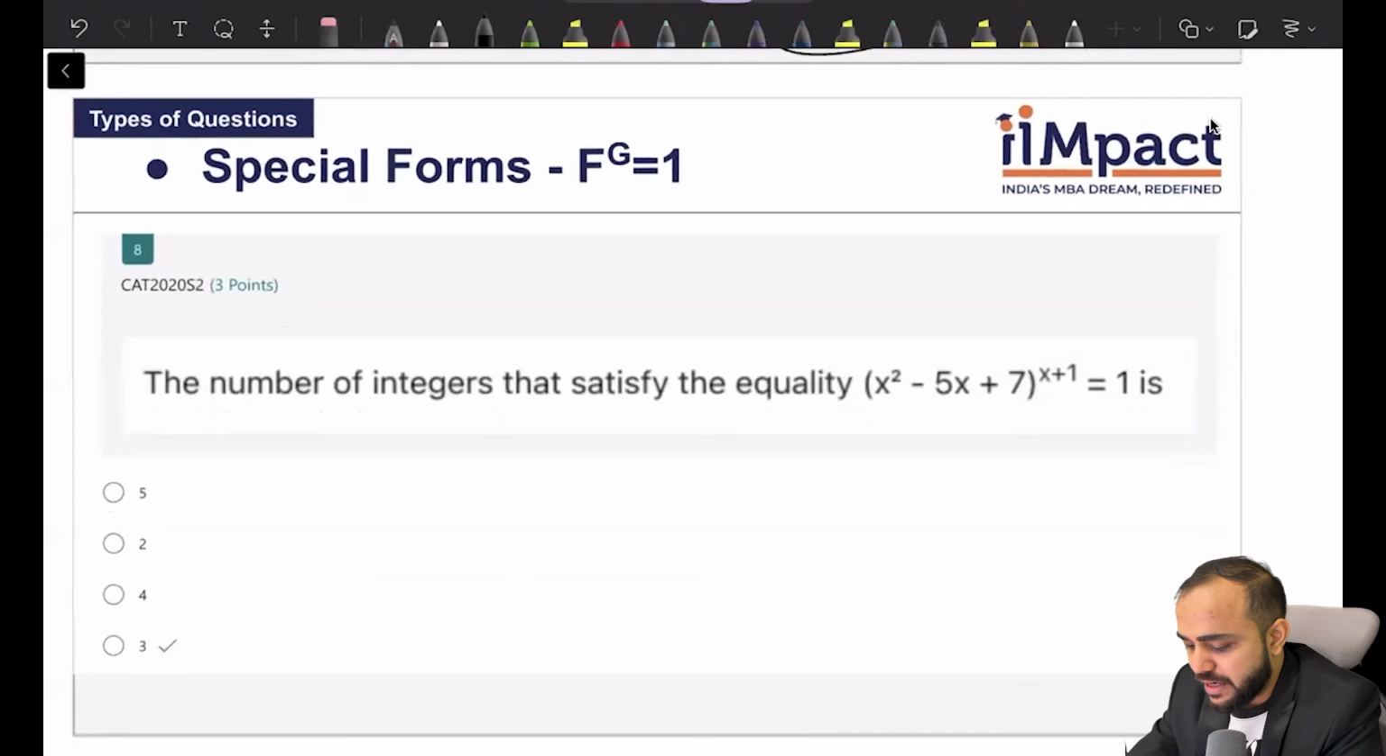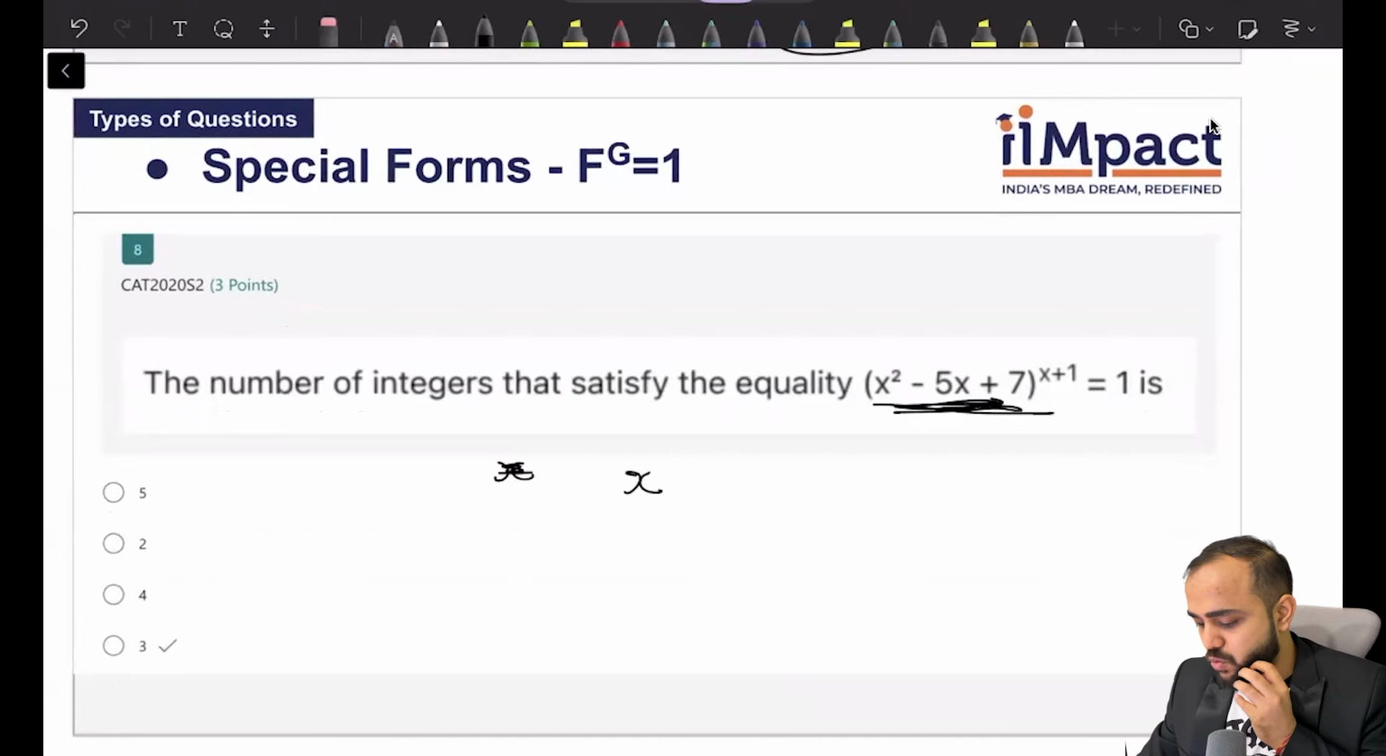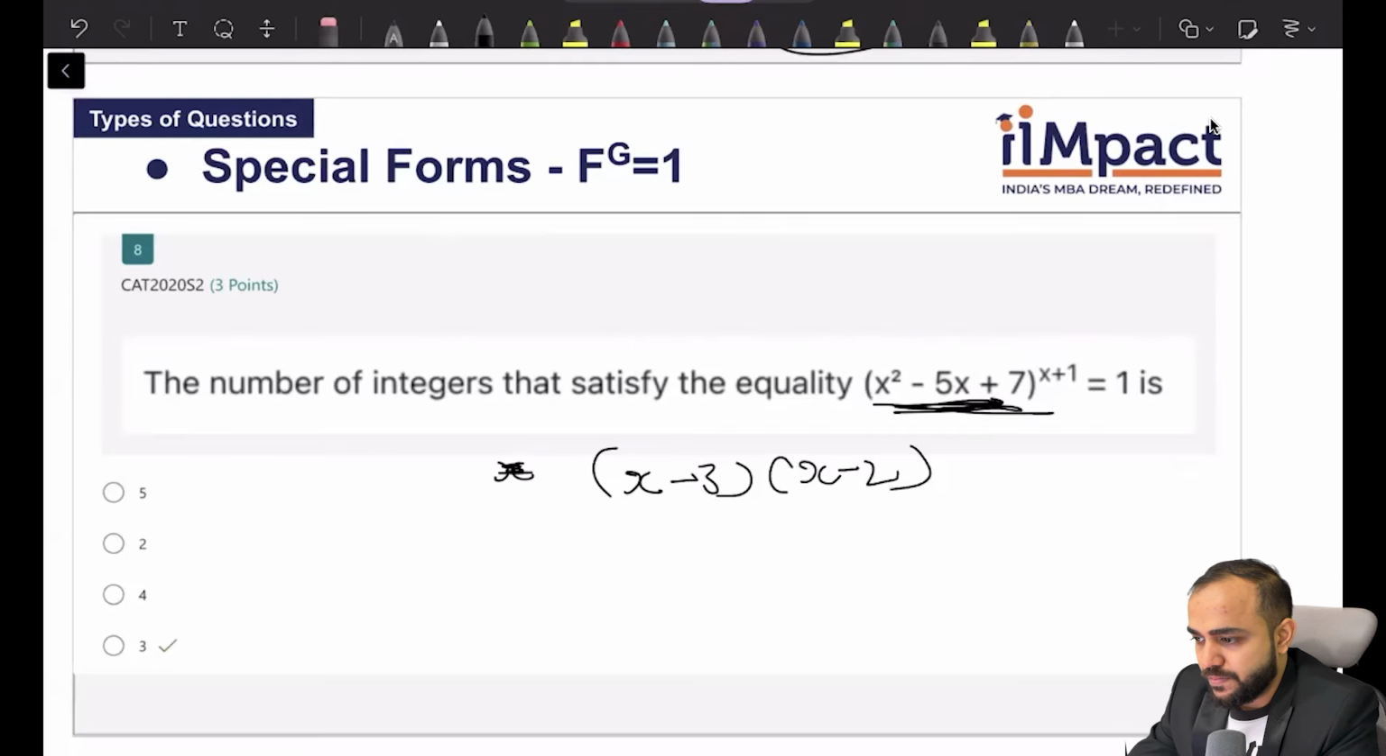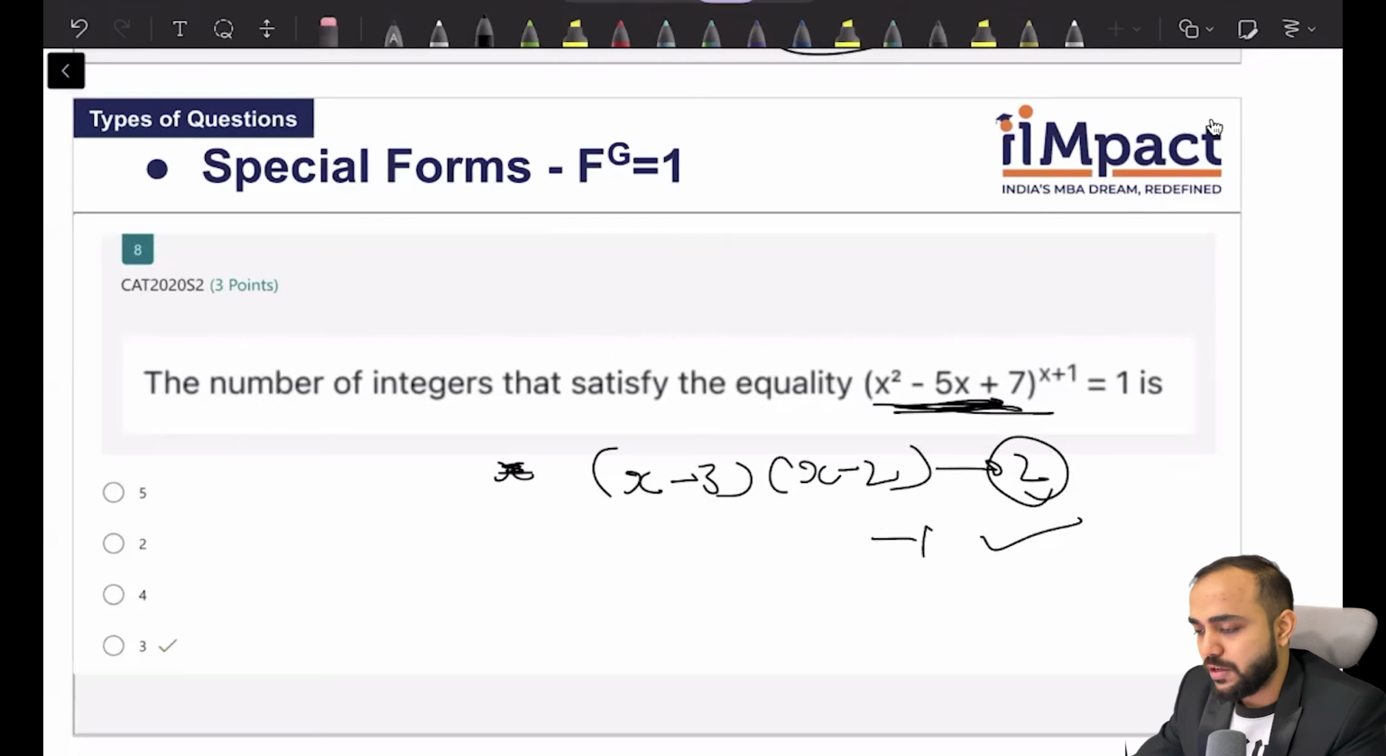All right, one last: x square minus 5x plus 7 raised to the power x plus 1. This is x square minus 5x plus 6, which is x minus 3 into x minus 2. So this will give you two values. x plus 1 is equal to 0, so x equal to minus 1 is also going to be a value. Finally, just check for the odd minus 1 thing.